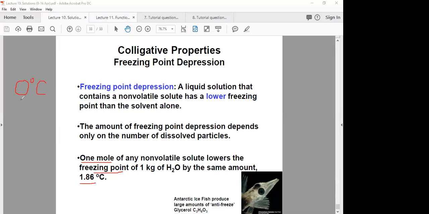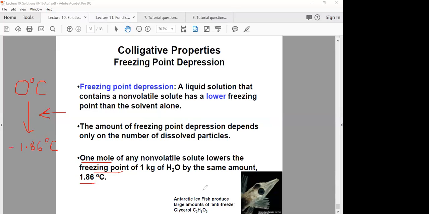So if you consider the freezing point of pure water, and imagine we add a non-volatile solute such as antifreeze that we put in the radiator of the car. Yes, antifreeze, that means the freezing point of water will then be negative 1.86 degrees. Does that make sense?